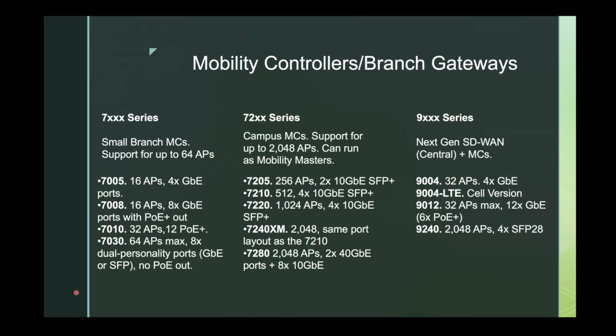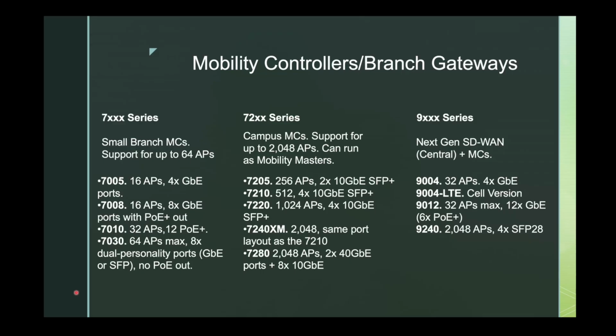And at the time you set the 7200 series up, you can choose whether you want them to be mobility controllers or mobility masters. Now, access points can only terminate on the mobility controllers. You cannot connect an access point directly to a mobility master.